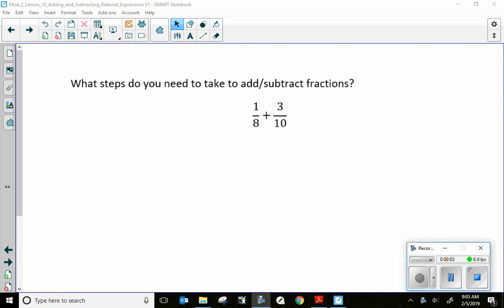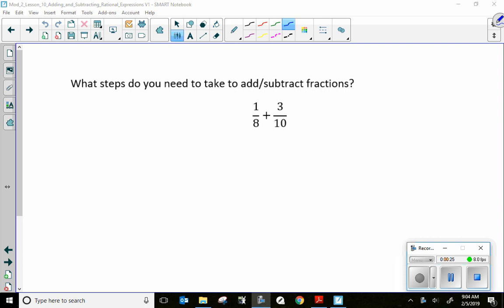All right, welcome to Unit 2, Lesson 10. We are going to be going over adding and subtracting rational expressions. Remember, rational just means fraction, so don't freak out. Okay, so let's just jump right into this and start with our first example and list what steps we need to take to add and subtract fractions.